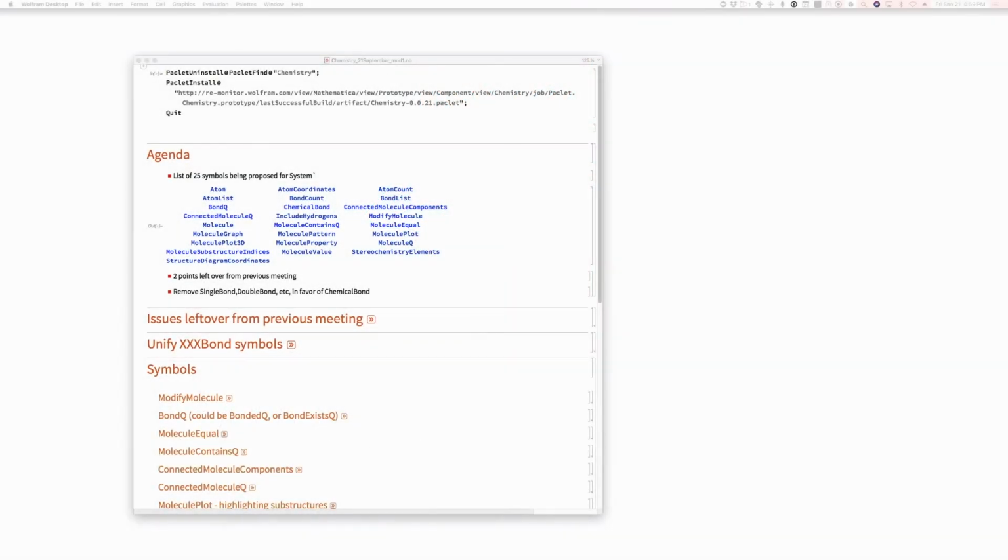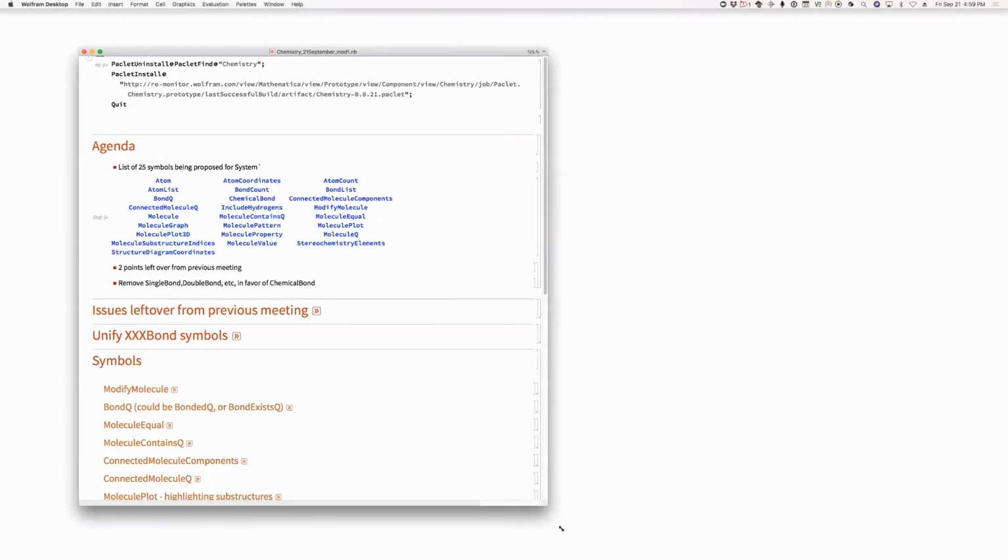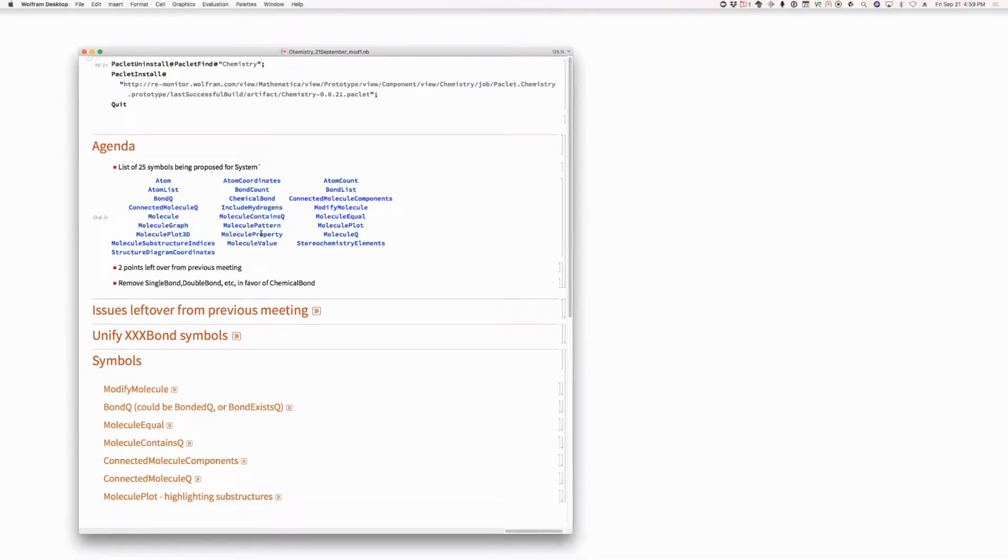Okay, for people joining our live stream, this is looking at computational chemistry for the upcoming version of Wolfram Language. I don't even know what serial number of meetings this is, but it's lots, but we're close to the end, I hope. Okay, so what do I do here? Do I need the packlet install? Yes. That whole initial cell?